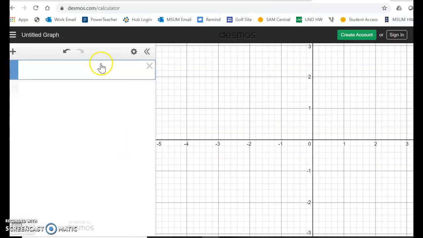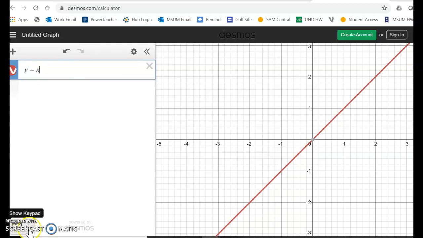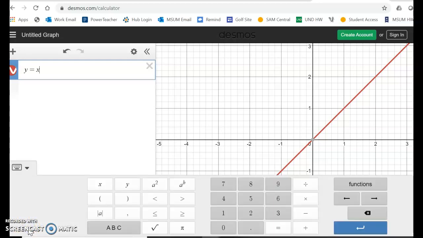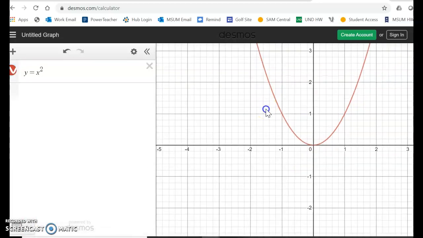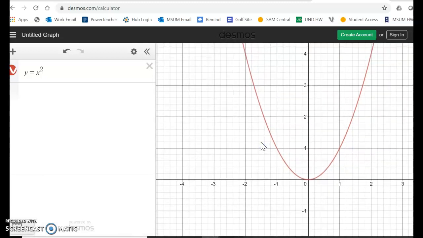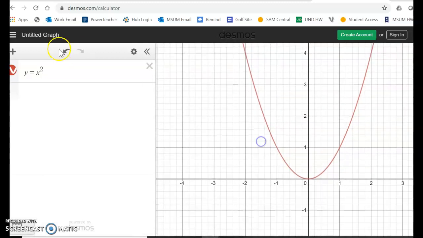So I'm going to come over here. I'm going to go to line 1. I'll type in y equals x. To get the exponent, if you just hit this little keyboard down here on the left hand side, that'll pull it up, and then you just hit the a squared button. That'll make it squared. So y equals x squared gives us a nice parabola, which we know quadratics should be a parabola. So perfect. There's the first part.